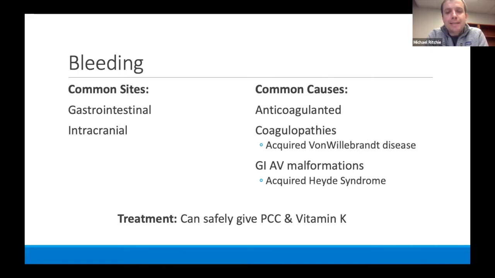You can give PCC and vitamin K. The PCC obviously is going to immediately reverse. The vitamin K is much longer acting. So if you just give PCC, that INR will drift back up. So it is safe to give PCC and vitamin K in these patients without risk of having pump thrombosis.